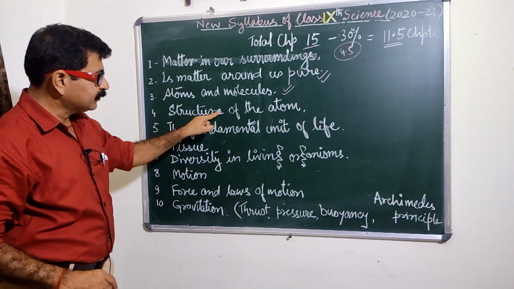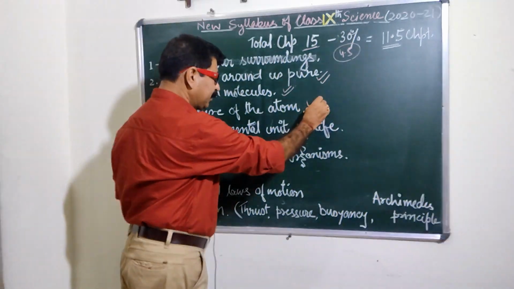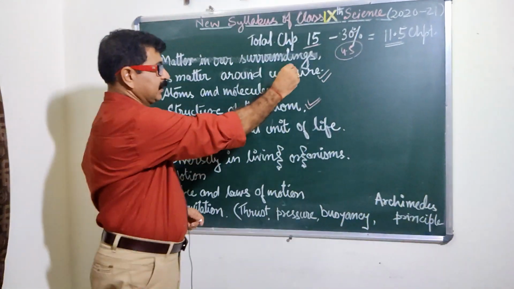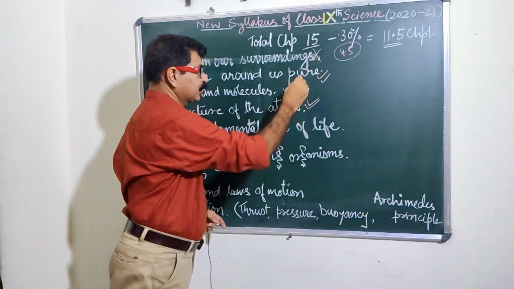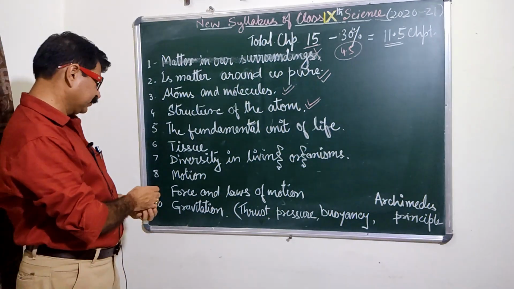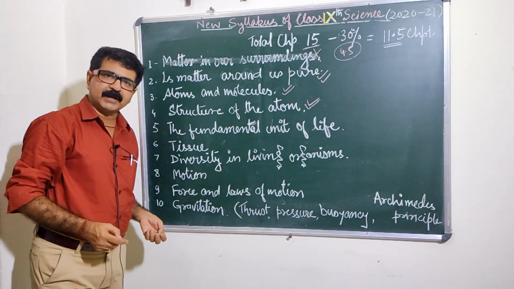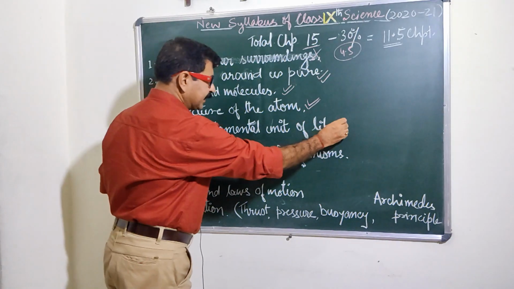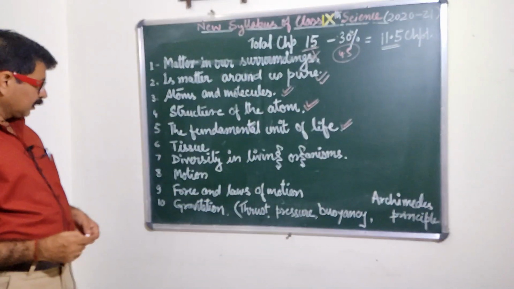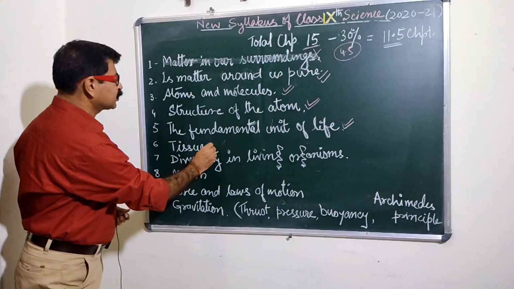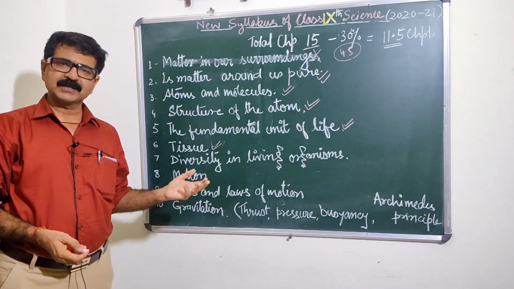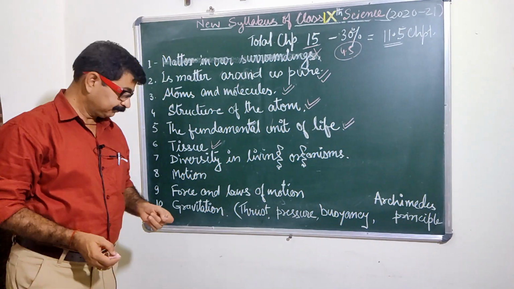Then Structure of the Atom, of course, no change has been made in this either. This chapter is in the syllabus. So the first one got cut, reduced, and chapters 2, 3, 4, 5 remain. The Fundamental Unit of Life, the Cell. Again, it is in our syllabus. There is no change in this chapter. The Tissue, yes, it is also there. There is no change in the chapter Tissue. As it was there, similarly it is there.